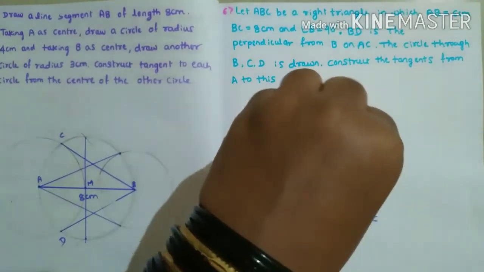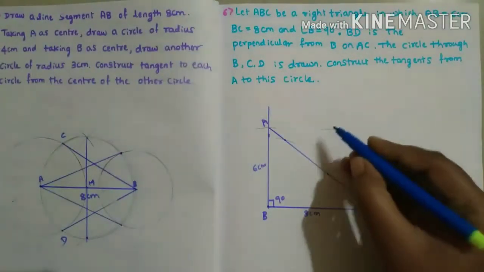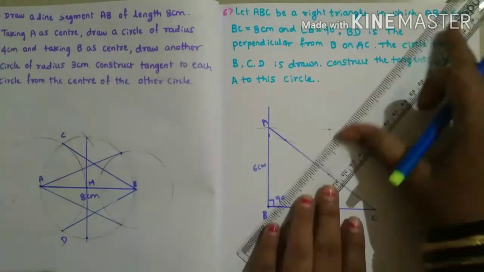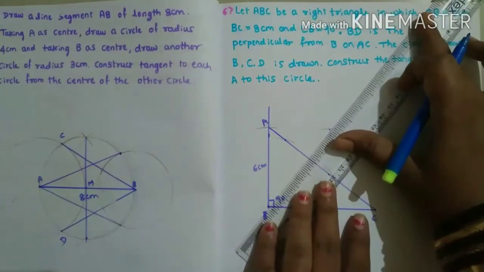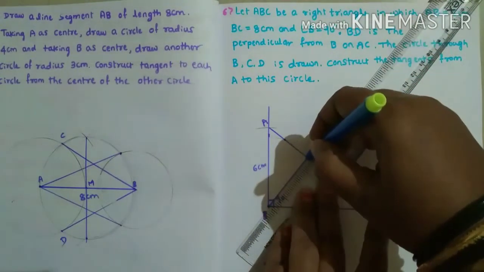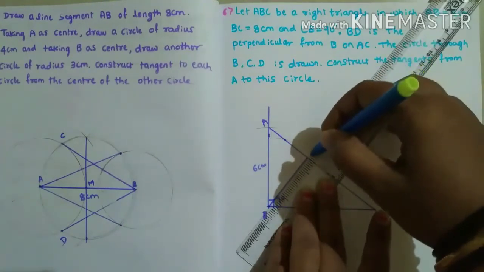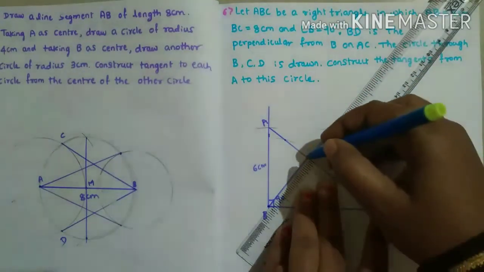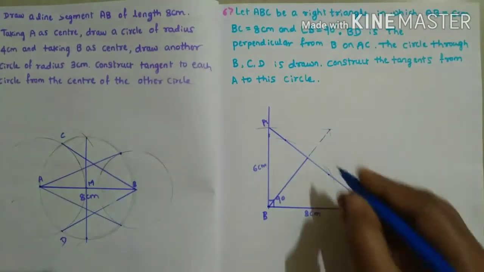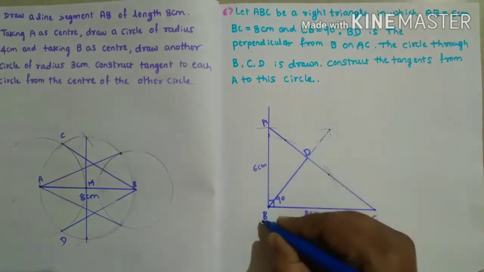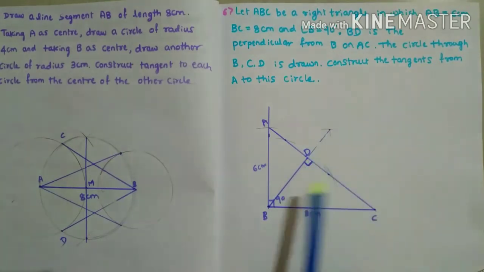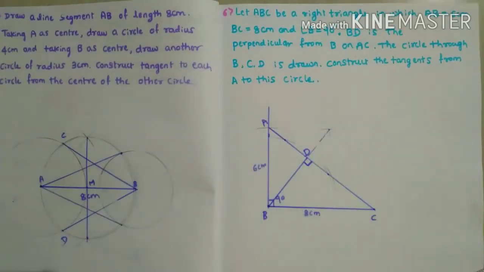Now we should join this point. This point means that point you should not join up to there. Just keep the scale like this and join up to here. If we extend this much it will come, but no need to extend it, here it is enough. Here this point is D. BD is perpendicular. This is perpendicular to AC. We drew a perpendicular BD on the AC.